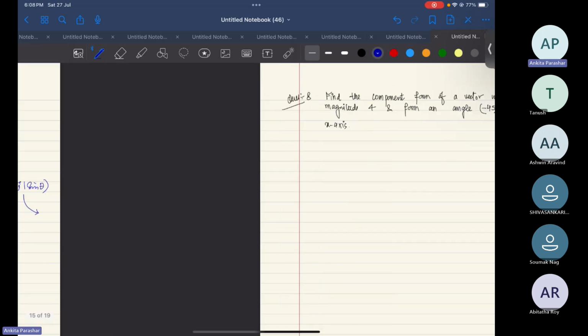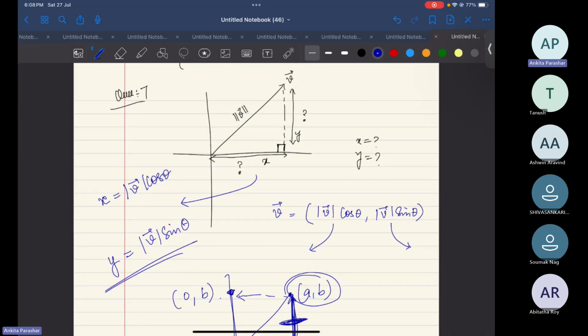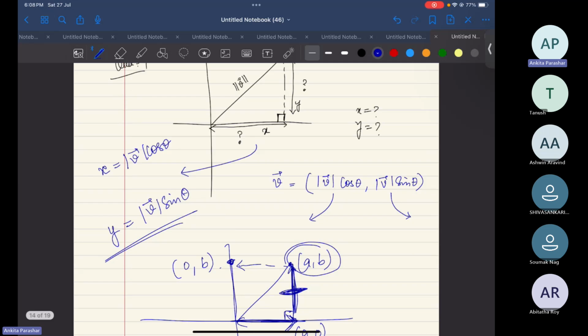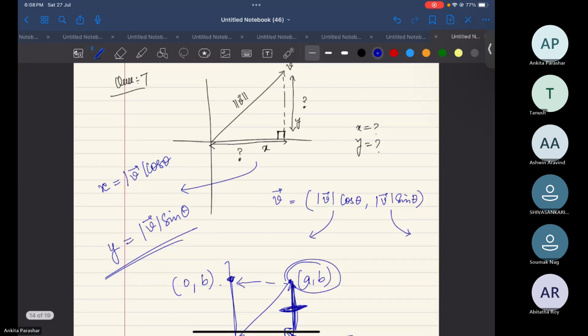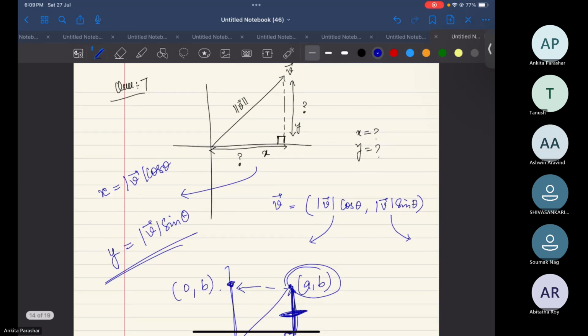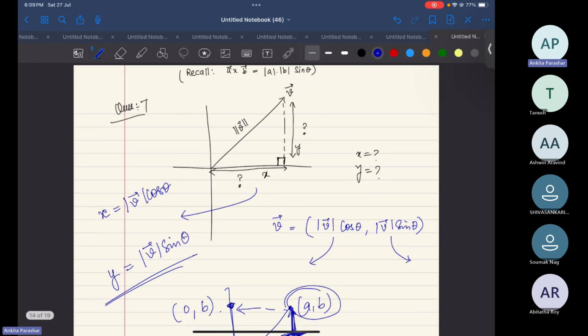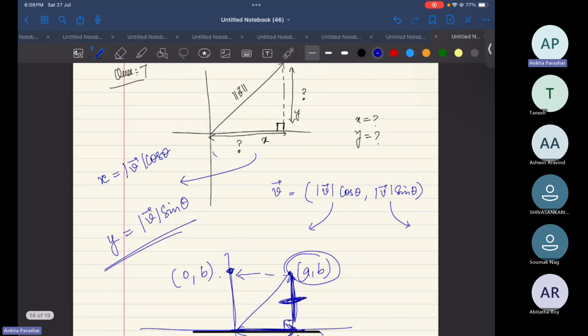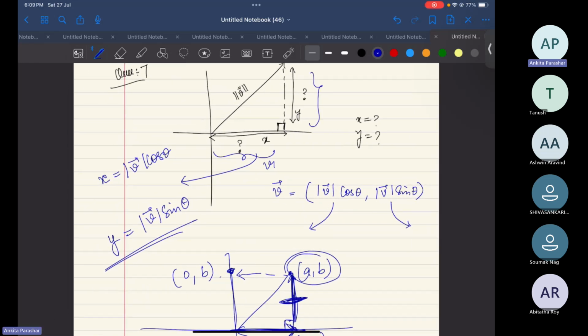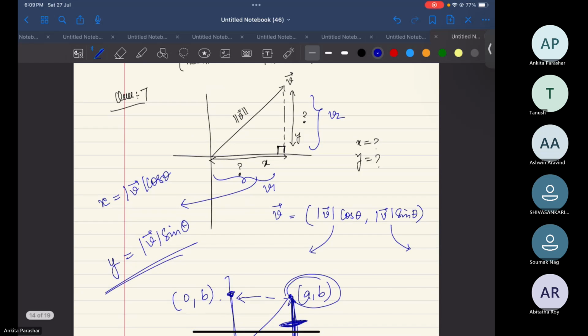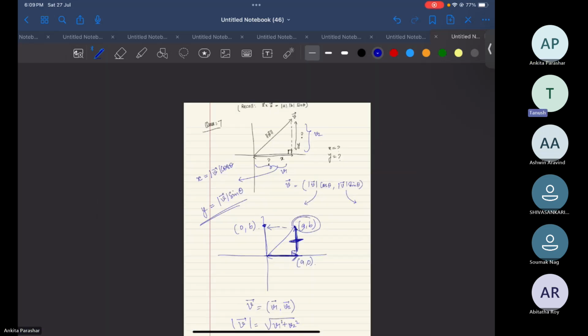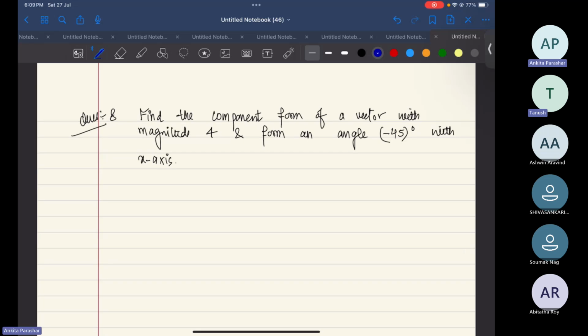It has something to do with what we just did. If you understand this part, then this part will also be easy. If you see carefully, the distance is nothing but just v1 here, and this is just v2 here. Let's see what you are doing.